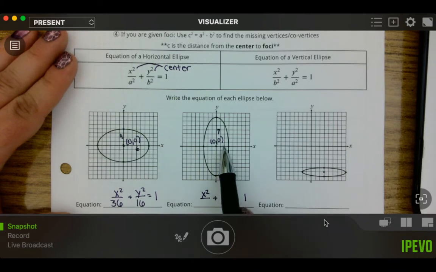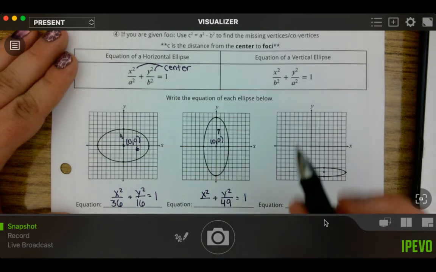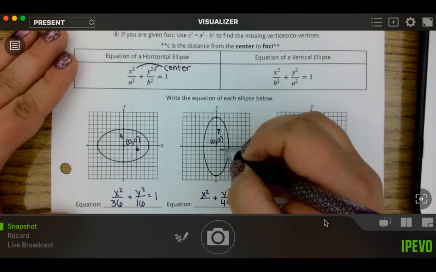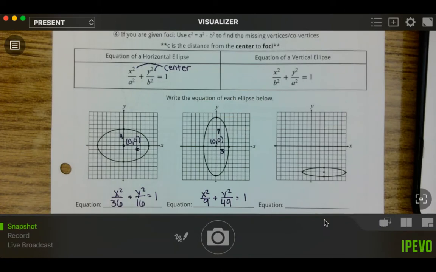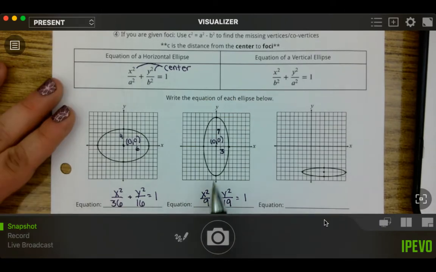X is 1, 2, 3 away, so these are your co-vertices, because it's shorter, just like that. It doesn't actually matter which one you do first, you just have to count in the x direction for x and the y direction for y.